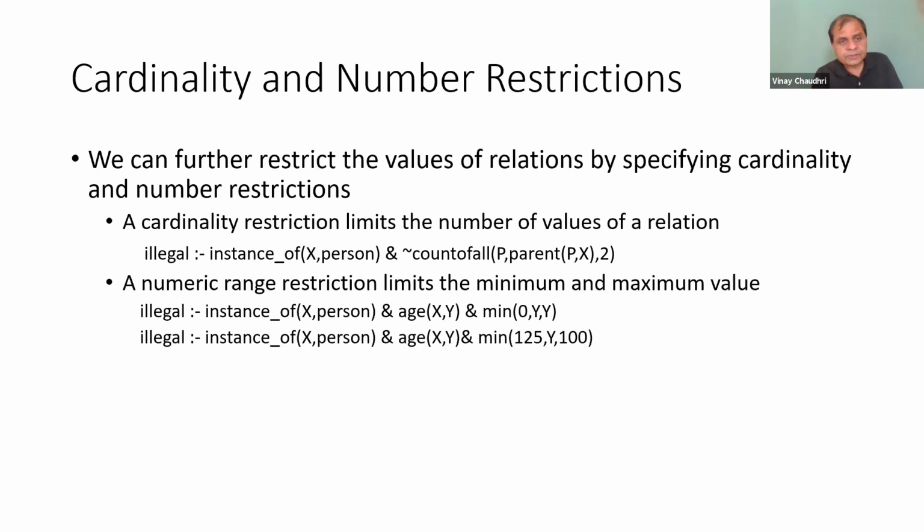In addition to these type constraints, we can also have cardinality and numeric restrictions on the relations. So a cardinality restriction limits the number of values that a relation can take. So for example, we could have a constraint which states that a person can have exactly two parents. They cannot have more than two parents. And then we can also put restrictions on the numeric values. We could say that the age of a person cannot be more than 125. Okay.